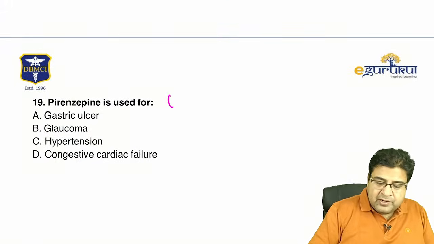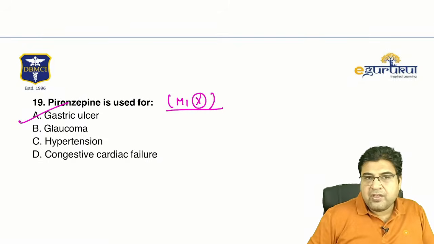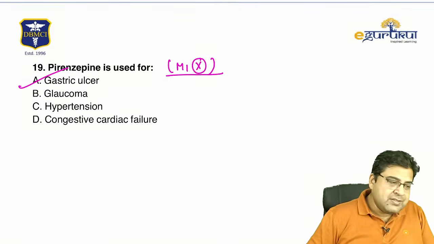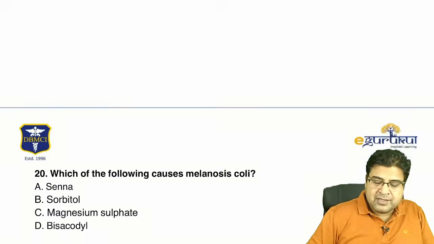Pirenzepine we have already covered. It's a muscarinic 1 blocker. We use this medicine for peptic ulcer disease. Question number 19, answer is A.